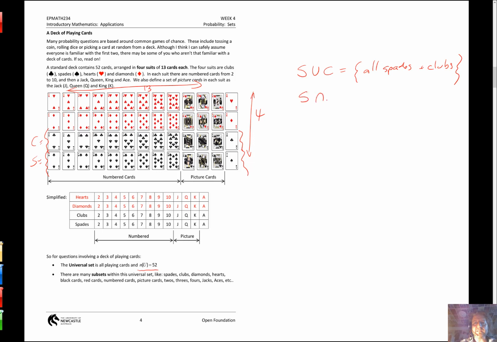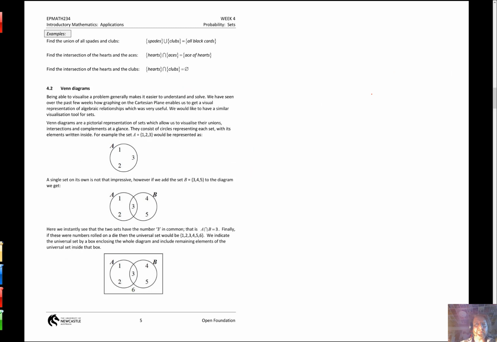What about spade intersection clubs? How many elements are both spades and clubs? Nothing's a spade and a club, so that's a null set. Okay, those two are disjoint sets. Spades and clubs are two different things. When I union them, I just write all of them. When I intersect them, I get nothing. Okay, so spades union clubs, here I've written all black cards. Well, that's true. All spades and all clubs is all black cards.